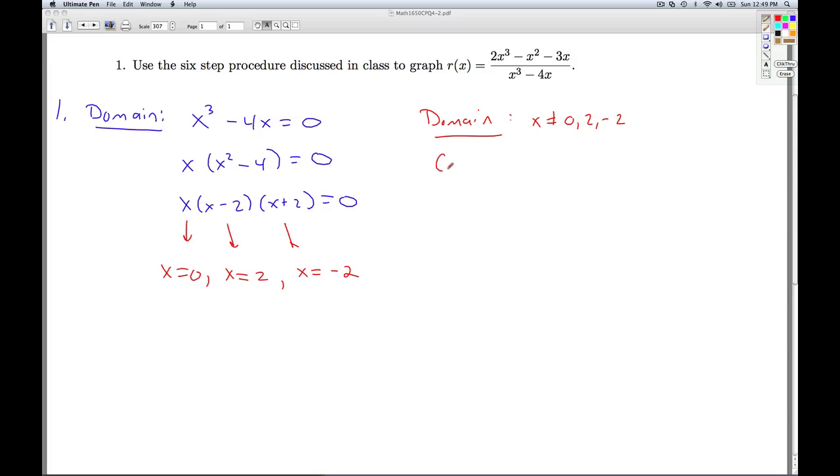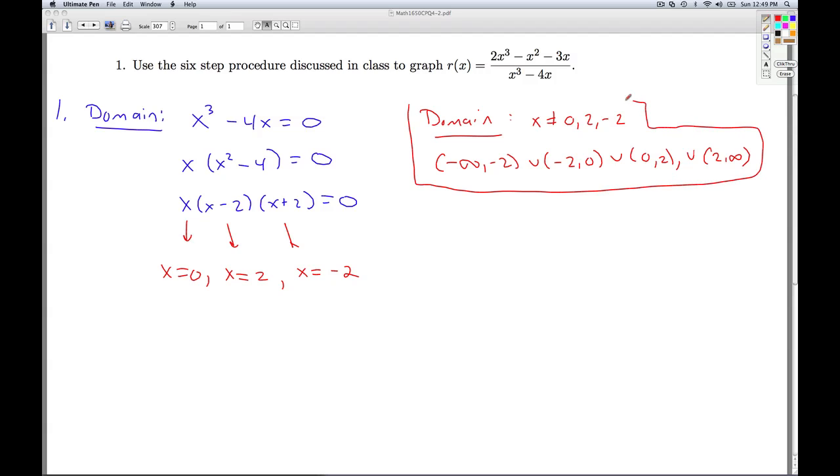So in interval notation, it's everything up to negative 2, along with everything between negative 2 and 0, along with everything between 0 and 2, along with everything bigger than 2. We want to keep the domain in mind through each step of the process. Alright, so that'll do it then for step 1.